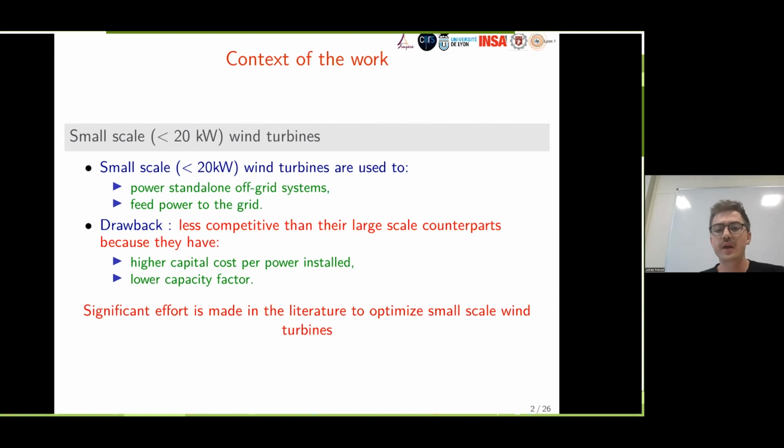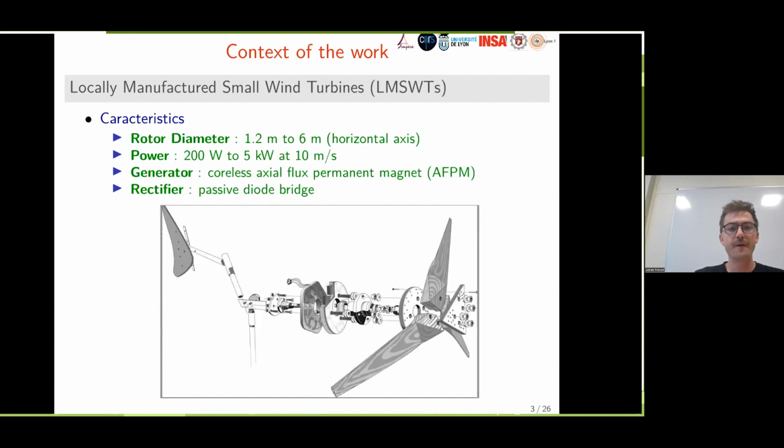They are less competitive than their large-scale counterparts because they have a higher capital cost per installed power and a lower capacity factor. So for several decades, researchers and industrials have made significant efforts to optimize small-scale wind turbines in terms of cost, but also in terms of performance. Let's focus a little on the small wind turbine Hugh Piggott model, which is an open-source model. I'm working on this type of wind turbine because it's an open design, but it also has many advantages.